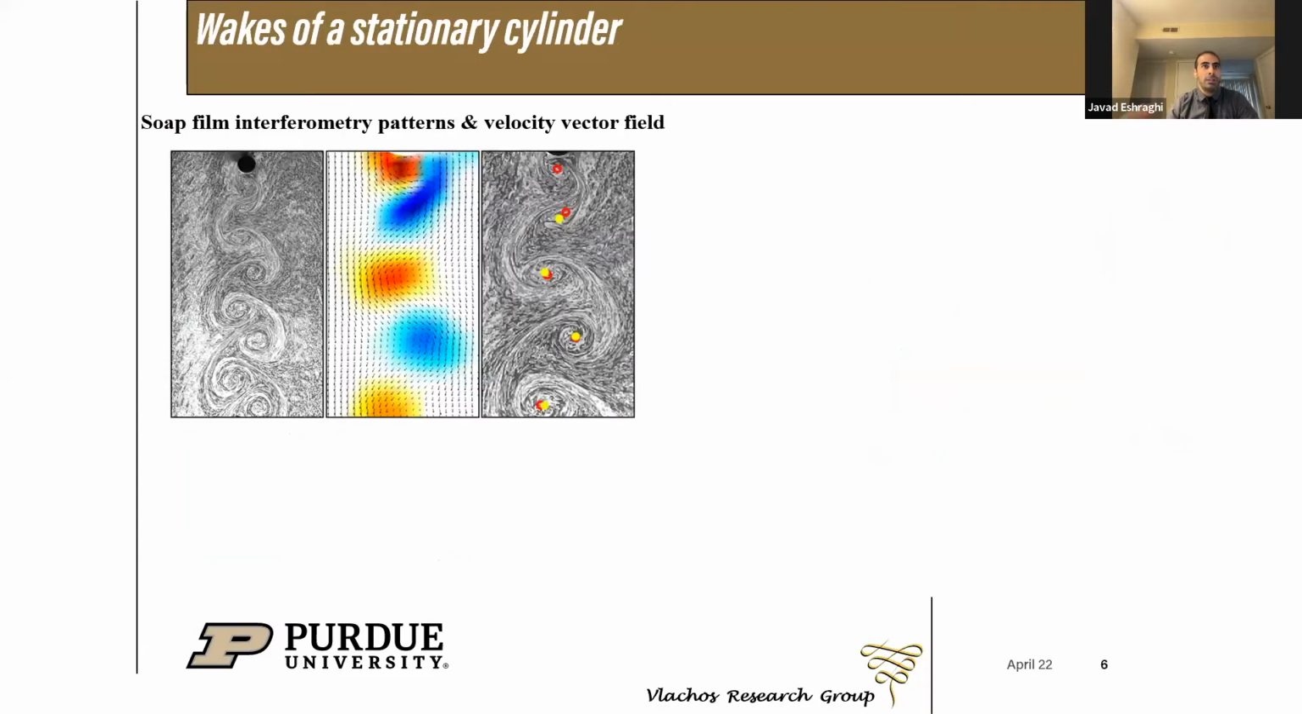Here I'm showing a qualitative comparison between the vortex cores obtained from simultaneous PIV and interferometry that shows an agreement between the two. The left panel is the interferogram image, and the middle panel is the obtained vortical structure from PIV data. And on the last panel on the right, I'm putting the center of vortical structure and the center of soap film patterns on the interferogram image.